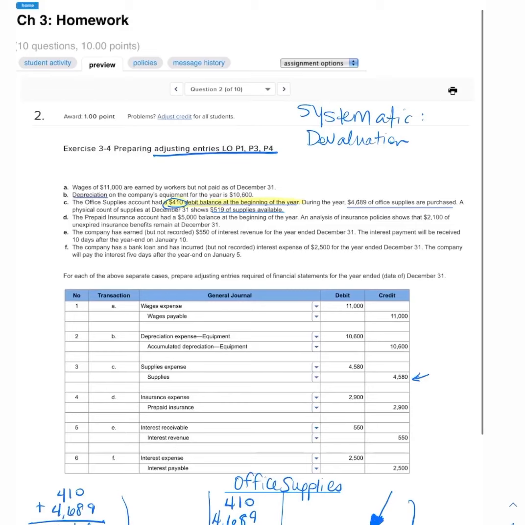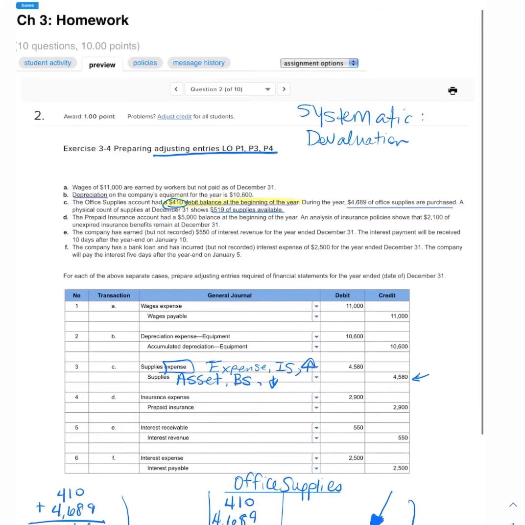So, in this case, we have already taken care of my balance sheet account, which is supplies. So supplies is an asset. Assets go on the balance sheet, and in this case, the asset is going down because it has been used. So supplies expense is an expense account, and expenses go on the income statement, and that is going up. That expense is going up because an expense has a normal balance of a debit.